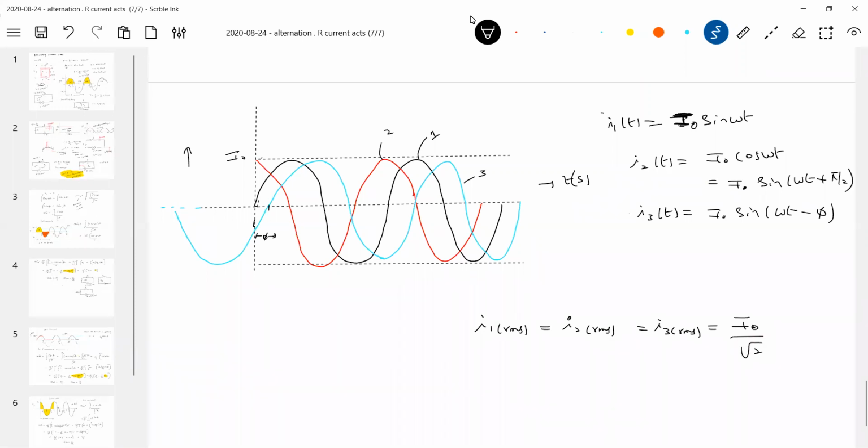Okay, so tomorrow I'll continue. For different shaped waveforms, we have to calculate the RMS value. That is only our idea now.